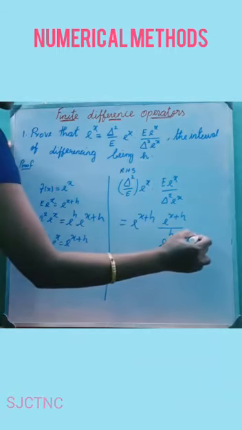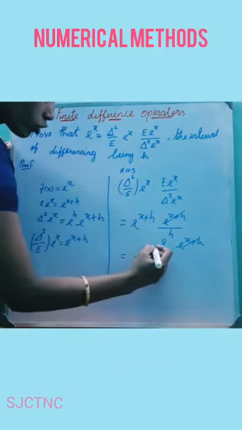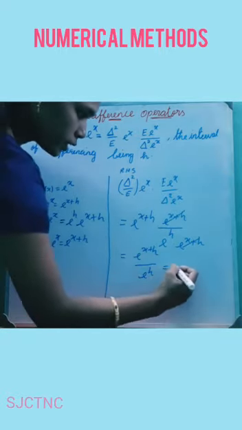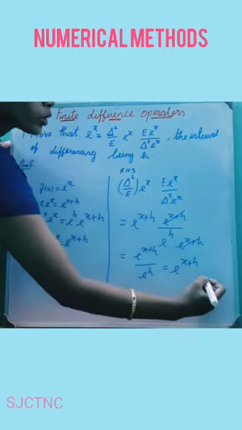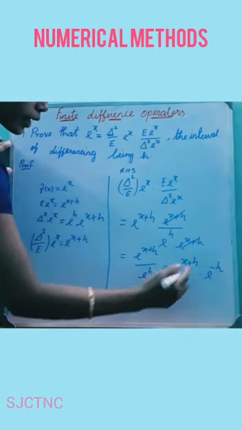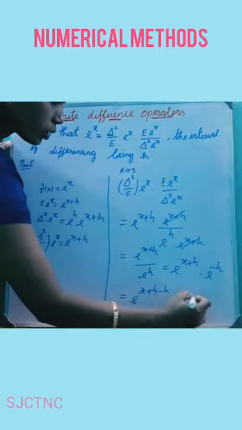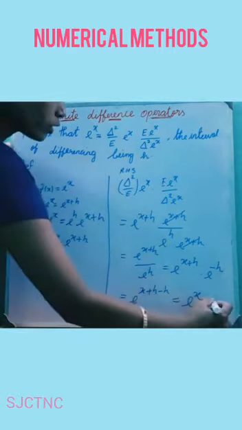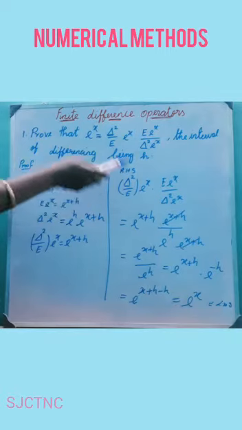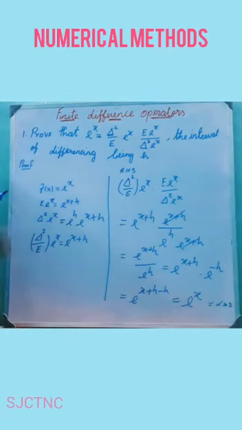You can cancel the numerator and denominator. The remaining value is e power x plus h divided by e power h, and bringing it into the numerator we get e power x plus h into e power minus h. Adding the powers, we have e power x plus h minus h, which is nothing but e power x. So this is the left hand side value. So we proved the concept: the right hand side value is equal to the left hand side value. The proof is over.